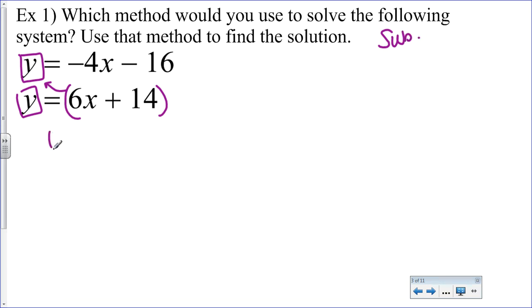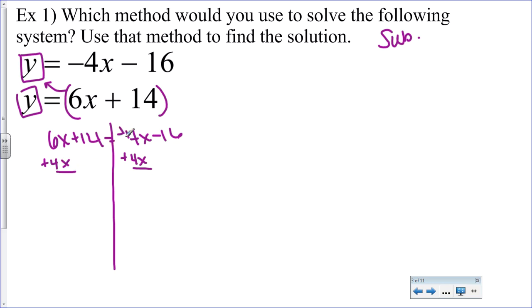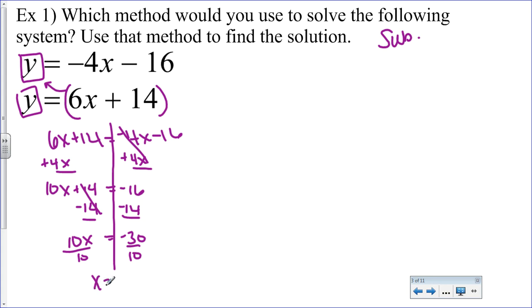So when I plug that in, I have 6x plus 14 equals negative 4x minus 16. And then just remember that since my variables are on different sides of the equation, I'm going to go ahead and cancel one of them out. So I'm going to do a plus 4x on both sides so that these x's cancel to get 10x plus 14 equals negative 16. Then I'm going to solve from there. So subtract 14 from both sides. I get 10x equals negative 30. These cancel. And then divide by 10 on both sides to get x equals negative 3.